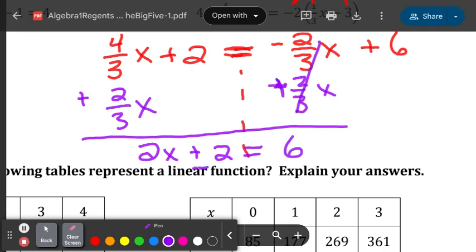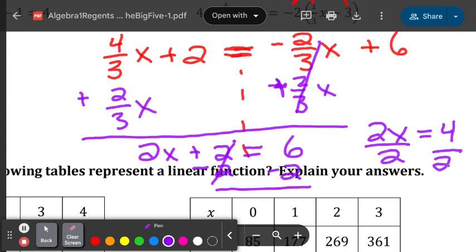So now I'm going to minus 2 on both sides. And I'm going to write my work off to the side. 2x equals 4. And then divide both sides by 2. So x equals 2.